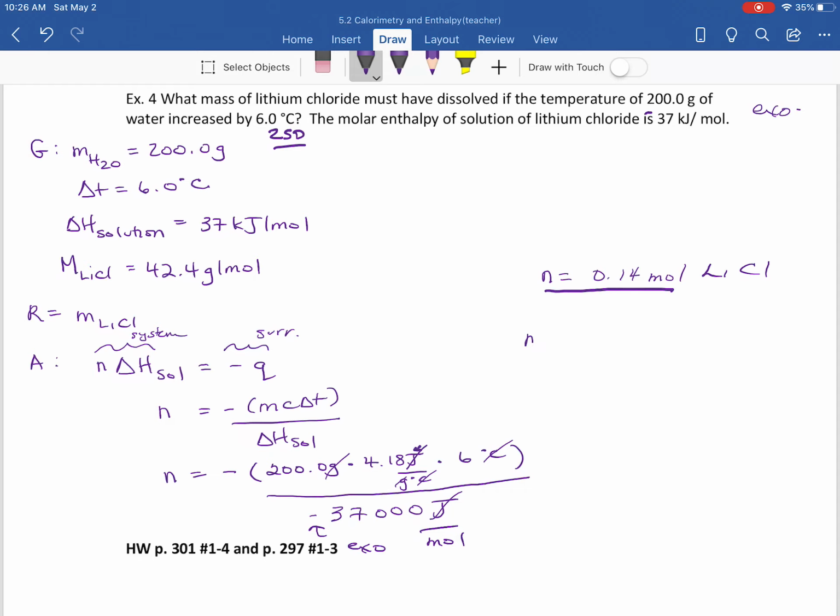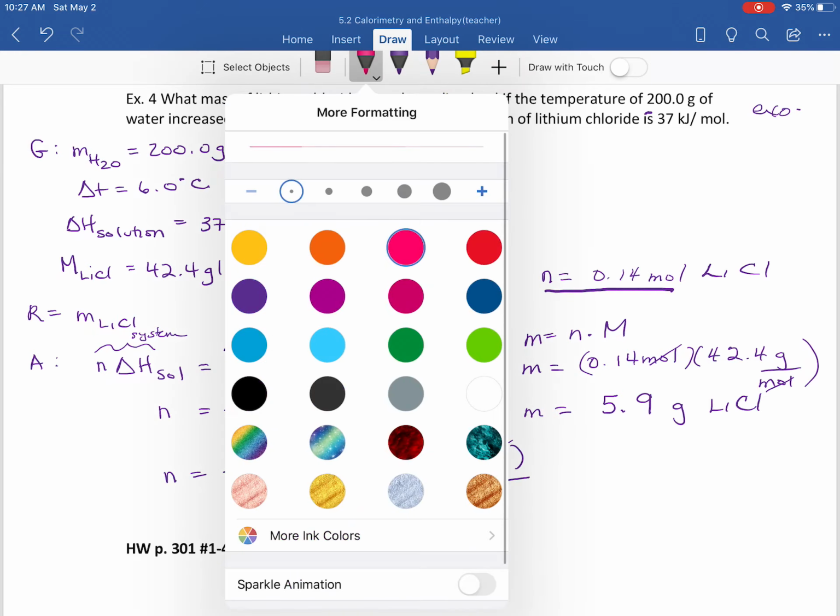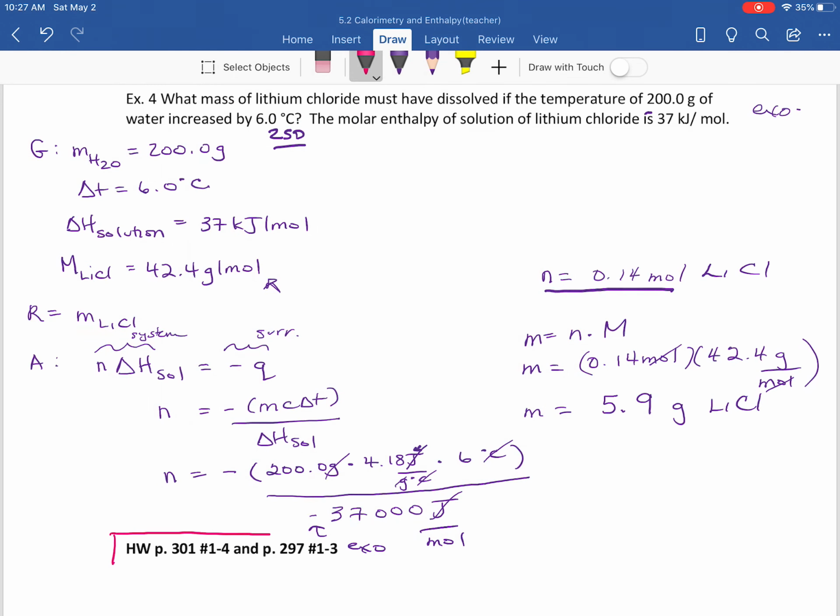of lithium chloride, but that's not what the question asked. The question asked for the mass. So mass equals moles times molar mass. So when we plug that in, my moles, 0.14 moles of lithium chloride times the molar mass, which was given to us. Whammo, whammo. And when we finally do all the math, you're going to 2 significant digits to 5.9 grams of lithium chloride. And that is how we do these types of calorimetry questions.